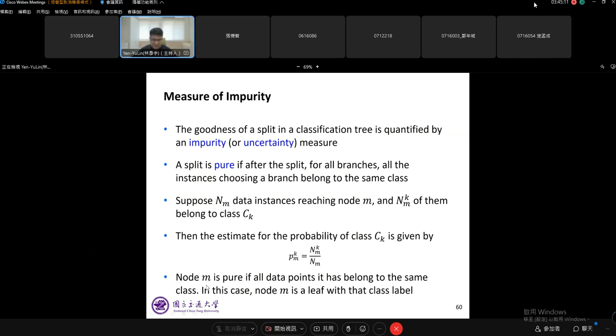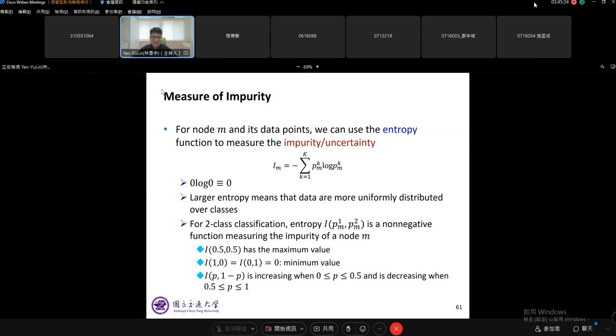Node M is pure if all data points it has belong to the same class. In this case, node M is a leaf with the class label. However, if this node is not pure, we need to calculate its impurity. So let's consider the measure of impurity. In the literature, we often use the entropy function to measure the degree of impurity or uncertainty.